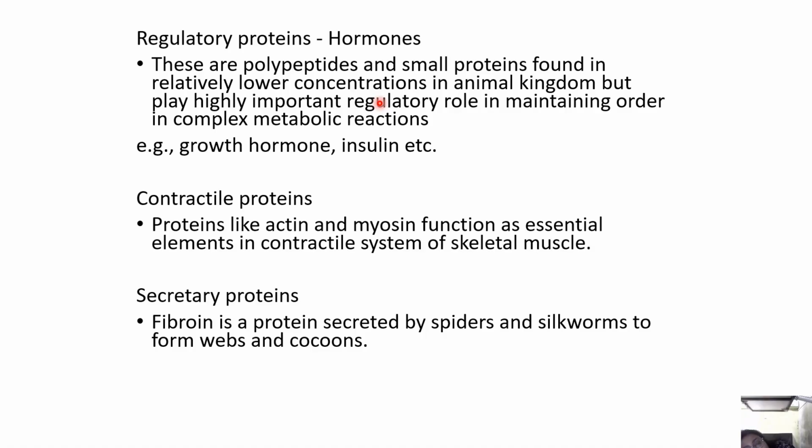Then we have regulatory proteins or hormones, which are polypeptides and small proteins found in relatively lower concentrations in the animal kingdom, but play a highly important regulatory role in maintaining order in complex metabolic reactions. Then we have contractile proteins. Proteins like actin and myosin function as essential elements in the contractile system of skeletal muscle. Then we have secretory proteins. Fibroin is a protein secreted by spiders and silkworms to form webs and cocoons.